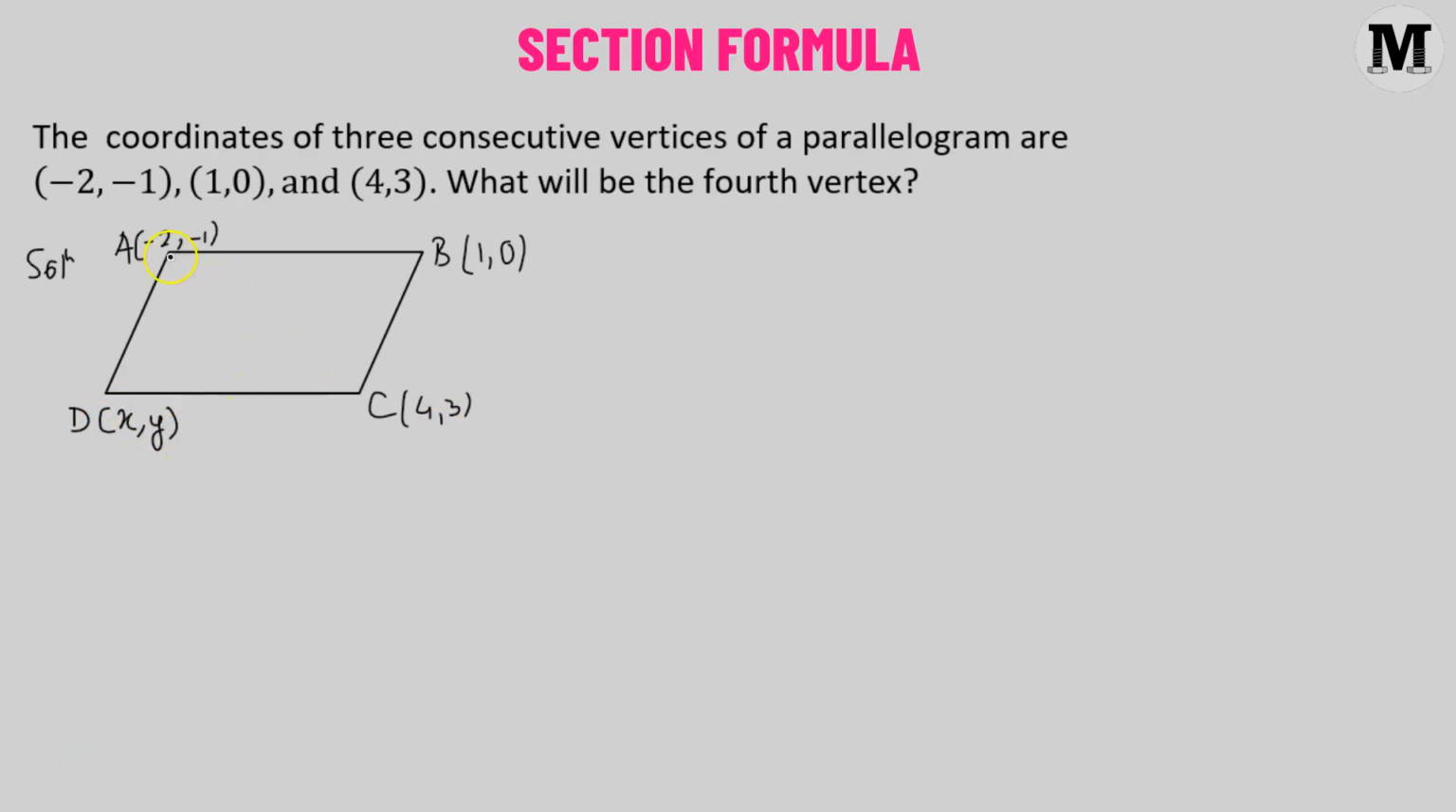Now what we'll do, we'll join the vertices A and C and the vertices B and D, which is going to form the two diagonals of the parallelogram. So in order to find out the fourth vertex, we'll use the midpoint formula. First, we will find out the midpoint of the diagonal AC. Let's say the midpoint of the diagonal AC is at E.